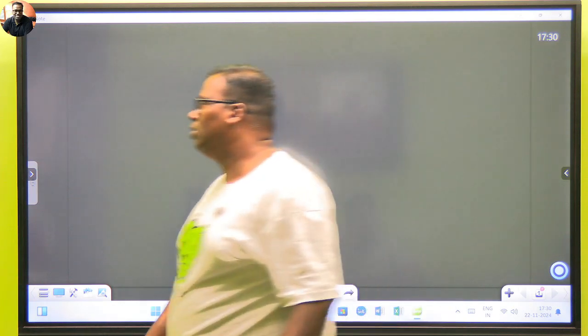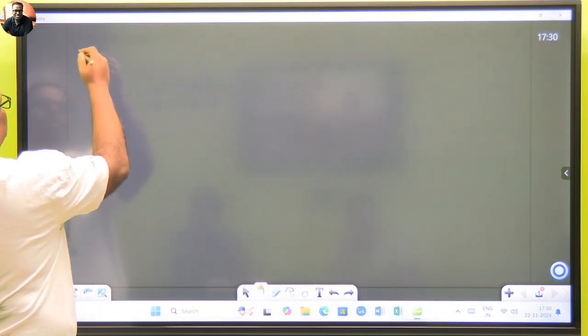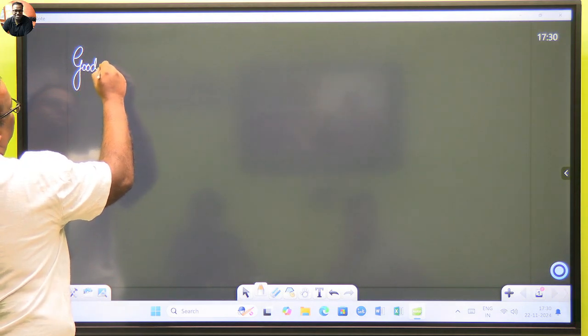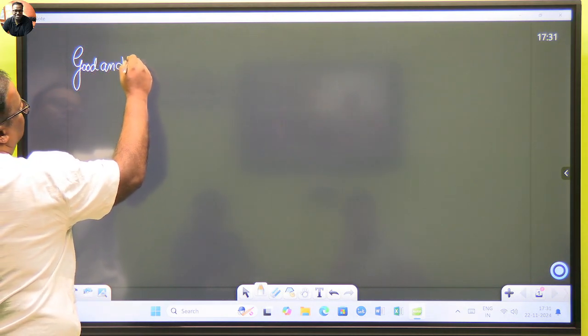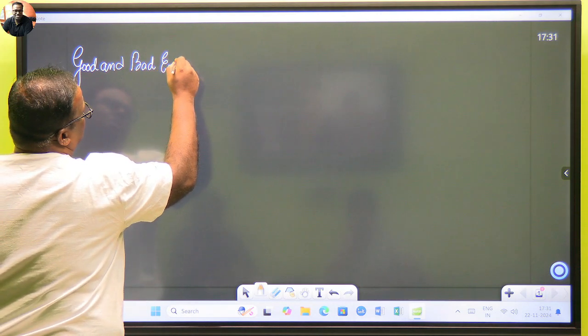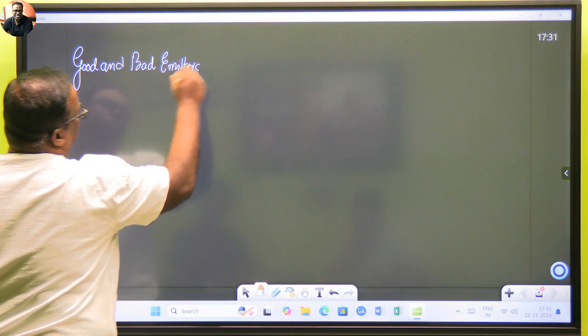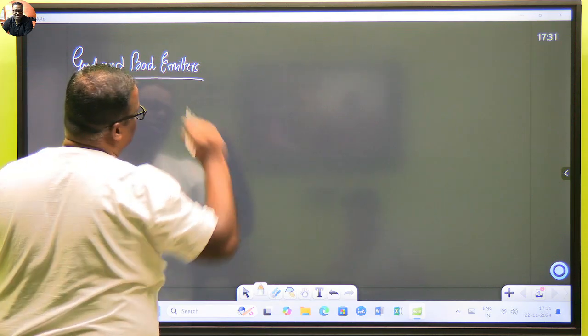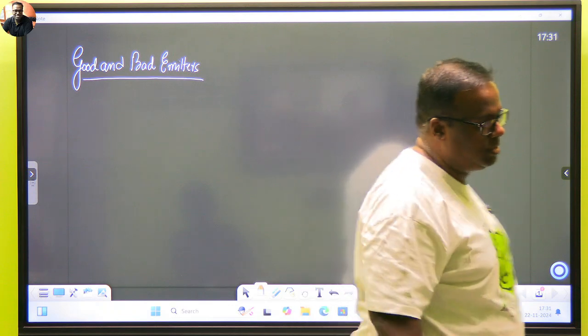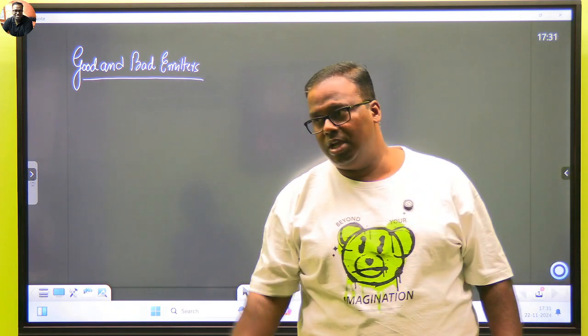Today we are going to talk about emitters. Okay, good and bad emitters. We're going to talk about good, and we're going to talk about bad. Also, we spoke that when sunlight reaches the earth, a part of that sunlight is absorbed, a part is reflected, and a part is transmitted. We are talking about emitters now.